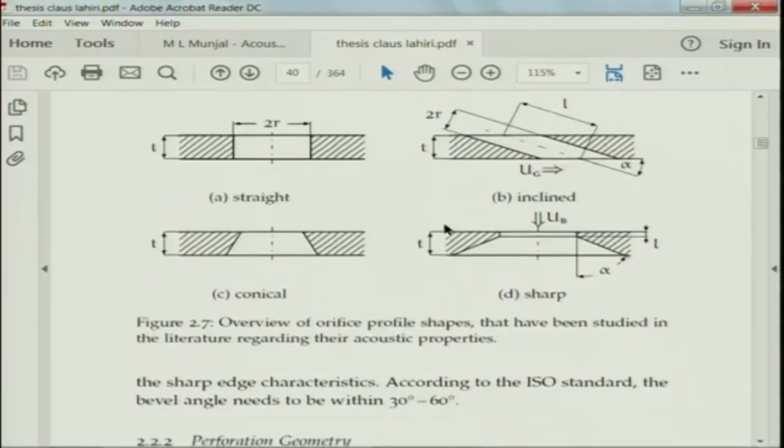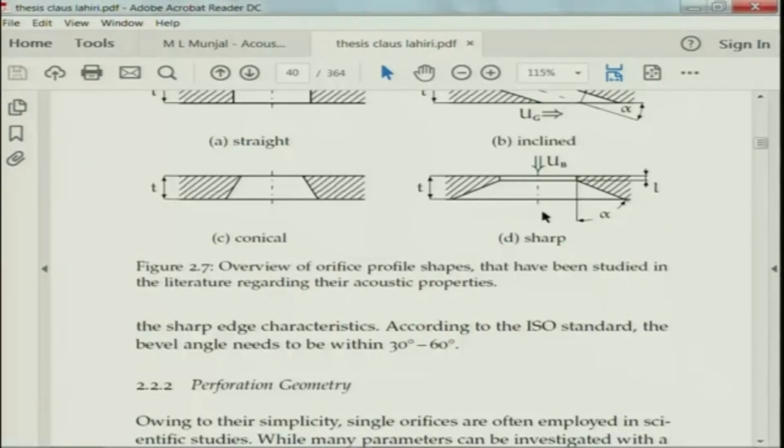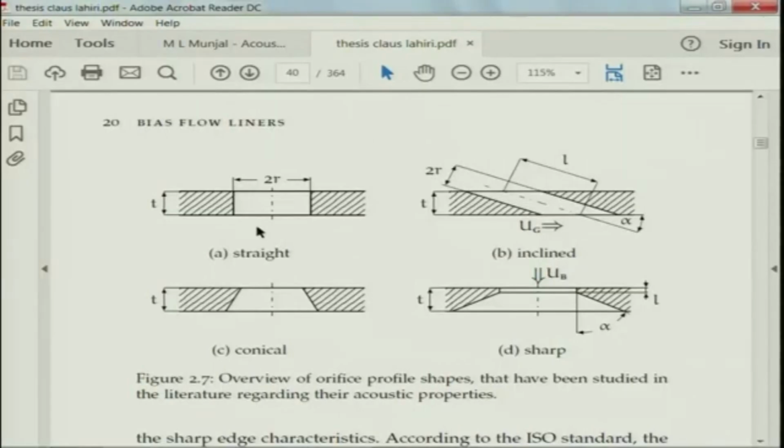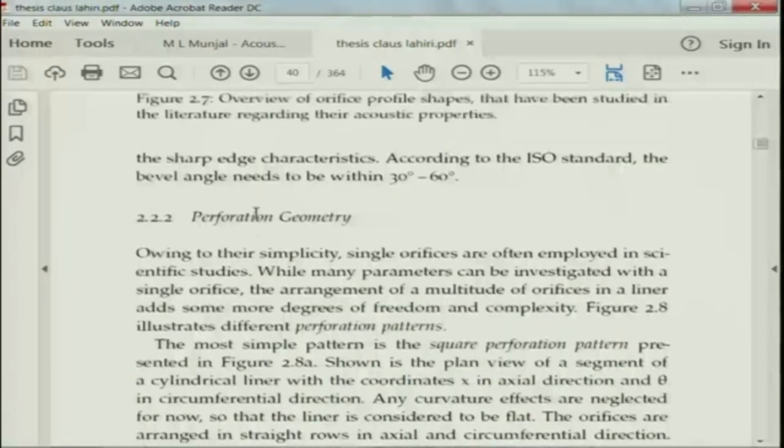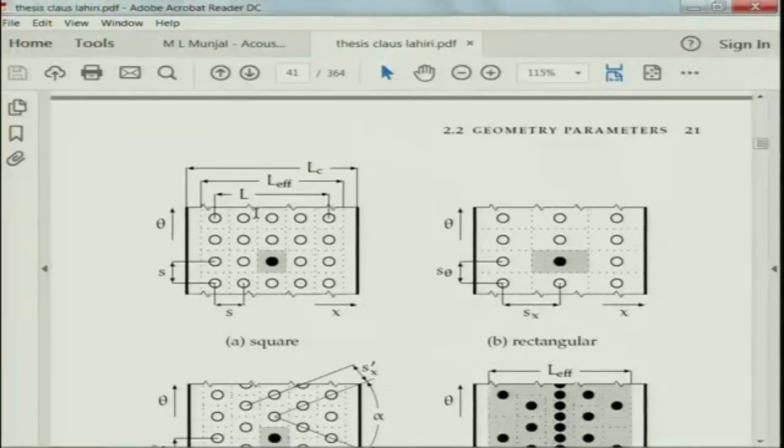Now, all this will greatly affect the perforate impedance, that is P1. Suppose this is your section P1, this is P2. So, P1 minus P2 divided by rho naught C naught into u star, which is the radial velocity, that is the velocity in the direction that I am pointing. All these geometries or profiles have been studied in the literature.